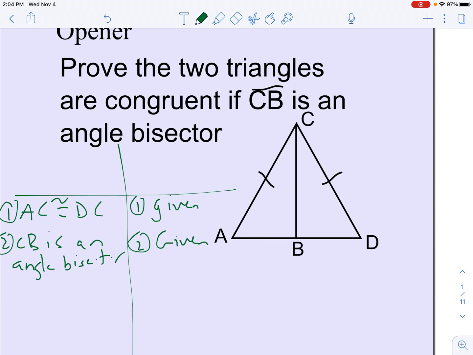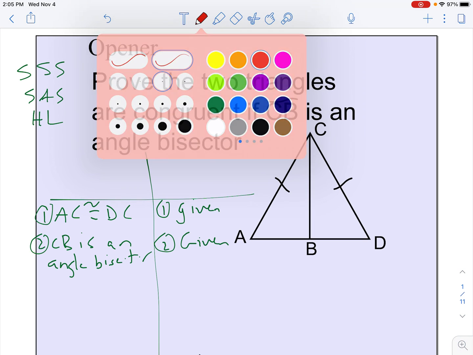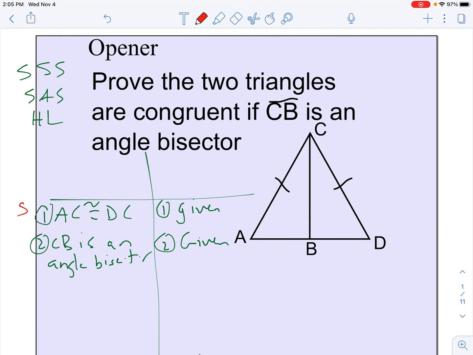All right, so right now we have three different ways we can try: side, side, side, side, angle, side, and HL. Right now we have one set of sides to work with. The other thing that we should always look for, I gave us a little checklist of three things. Are there parallel lines? Well, in this case, no, there's not. Do you see the X so that we have vertical angles? In this case, we don't. Do the two triangles share a side? Well, here they do. So I can do CB is congruent to CB. As for our reason, that's our reflexive property.